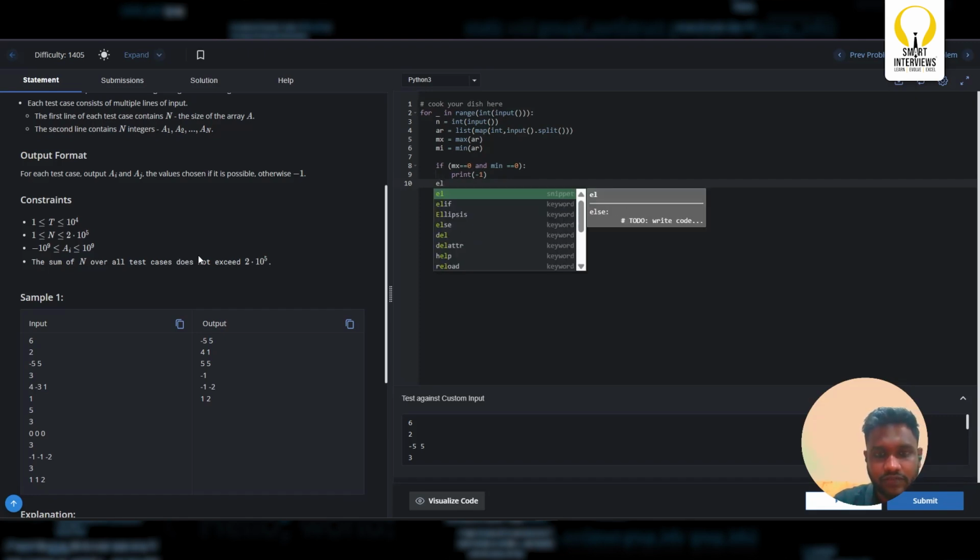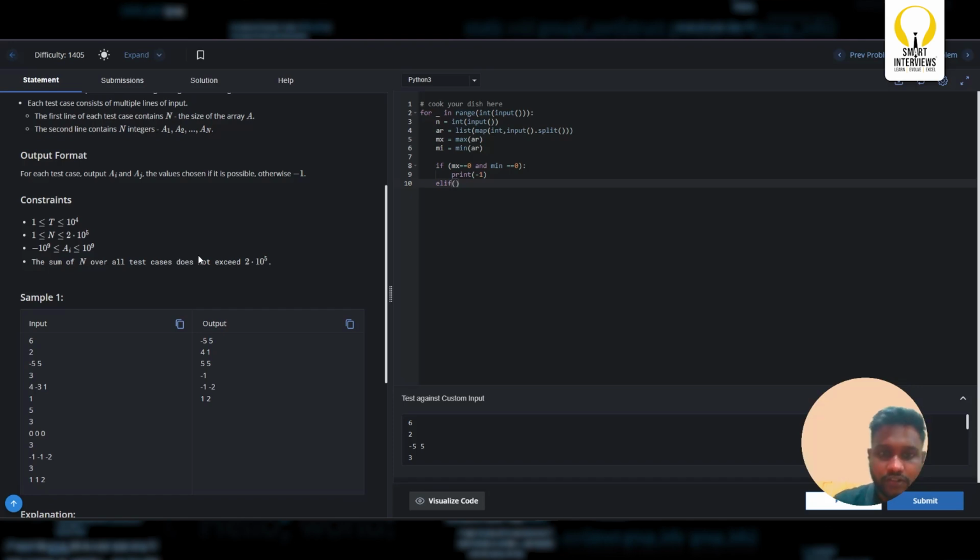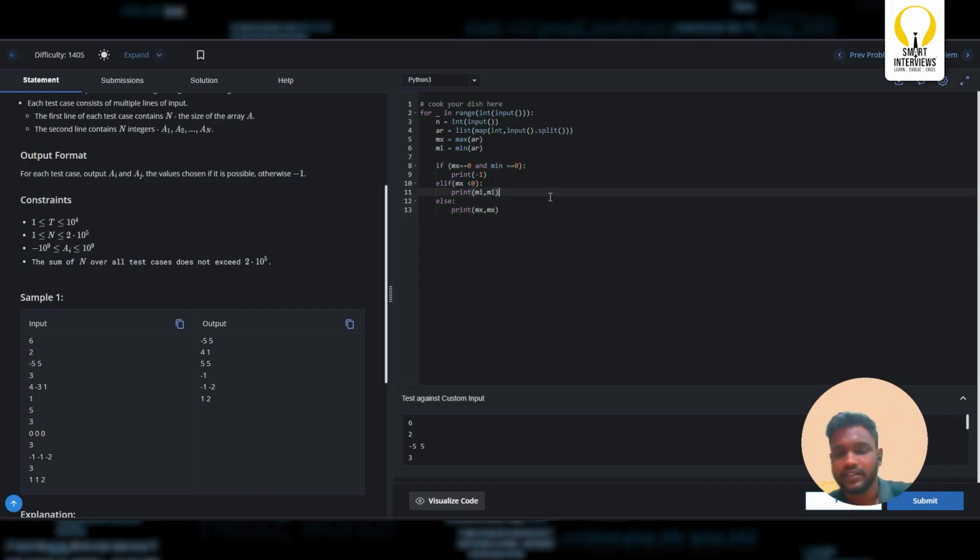Next, else if, what if our max is negative itself? Max is less than 0. If the maximum element itself is less than 0, then we can print the minimum element 2 times, as we discussed, we cannot print max. Else, we can directly print max 2 times. So let's run or submit this code and check.